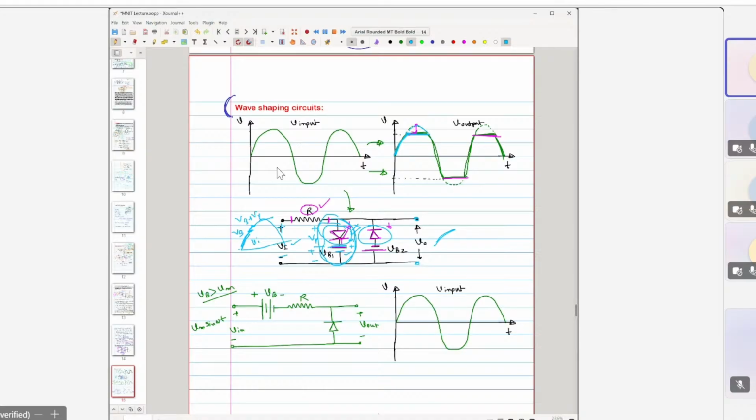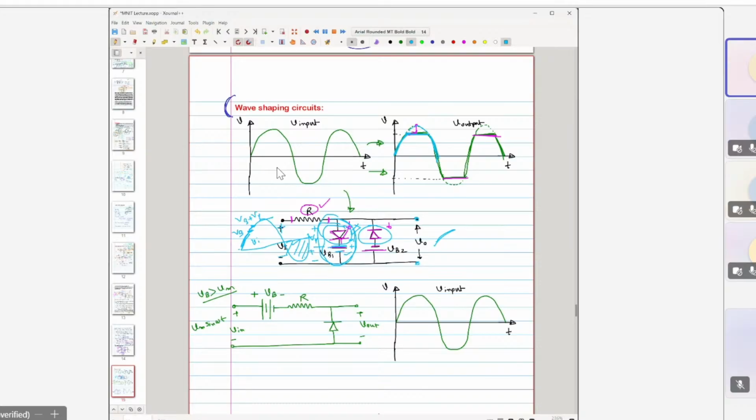So here also you can see this is the same as that of the input part. This is how this part is working. Same thing will also happen in the negative half of the input signal.